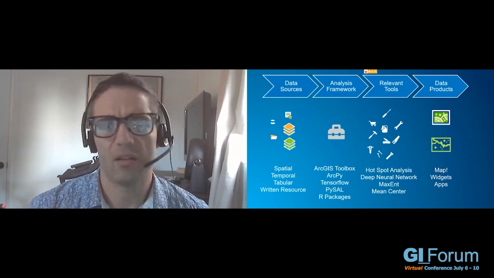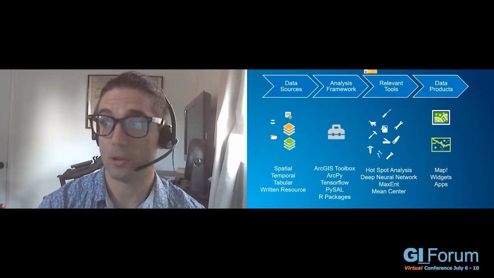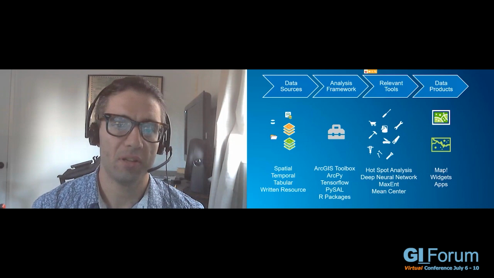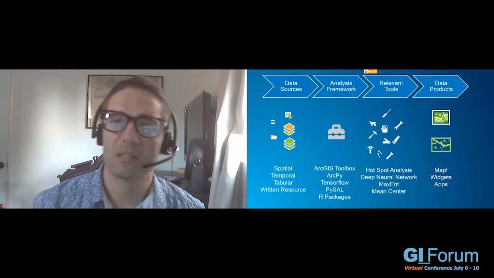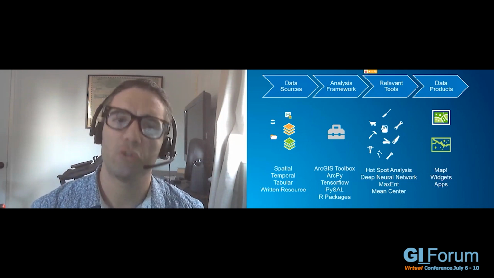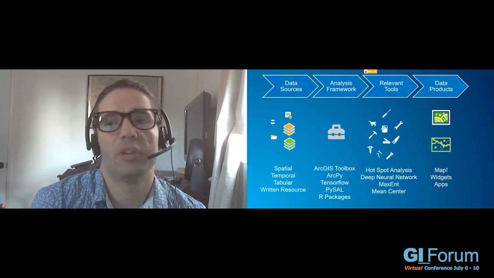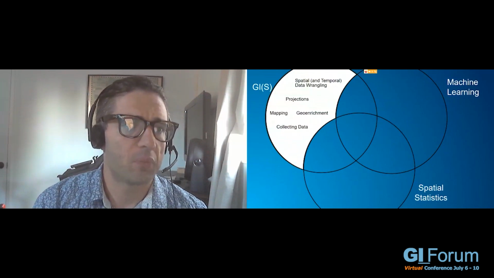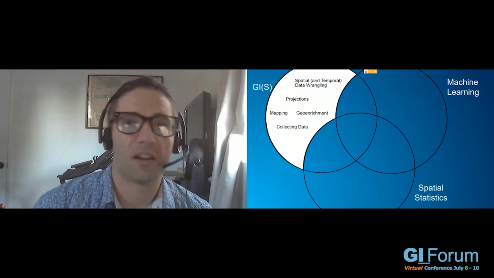So having looked at this kind of life cycle of what this analysis looks like, I just want to step back and talk a little bit from a more theoretical perspective about how spatial GI science and machine learning fit together. How do they complement each other? Where do they intersect, and where do they exclude one another? I'm a big fan of Venn diagrams, so I went ahead and created a Venn diagram for this.